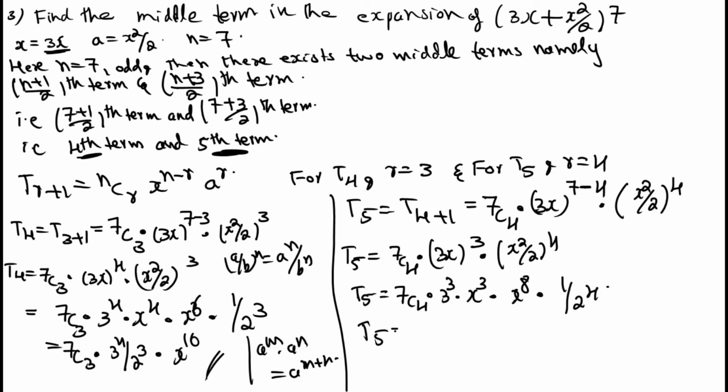So T5 is equal to 7C4 into 3 cube, that value equal to 27, into 1 by 2 to the power 4 into x³ into x⁸. It's equal to x¹¹. Okay, so that is the value of T4 and T5.